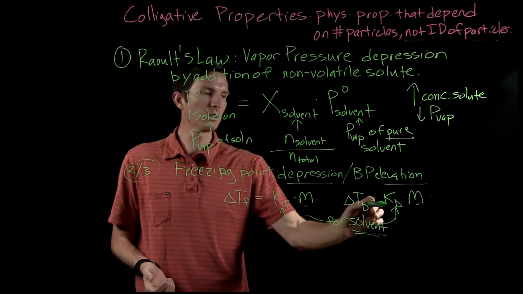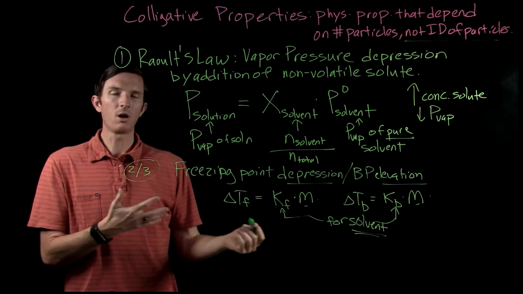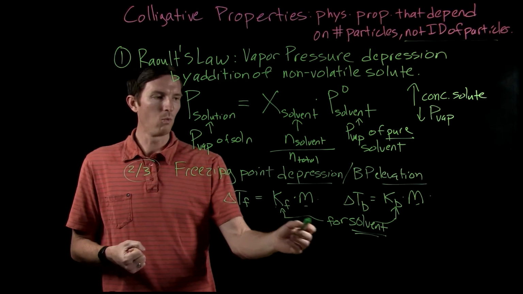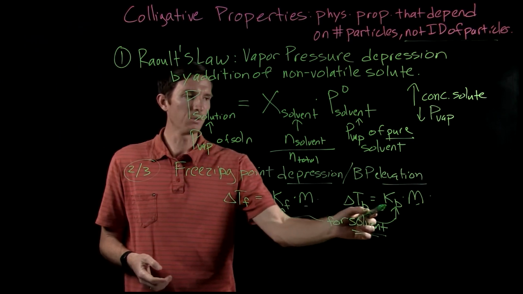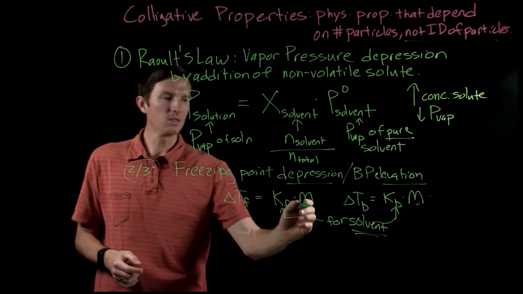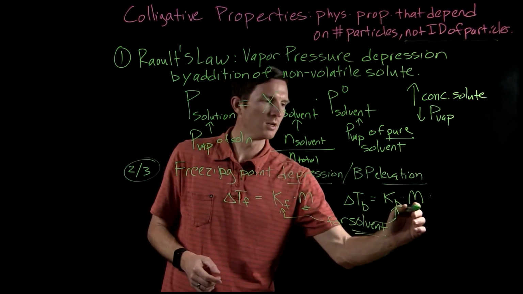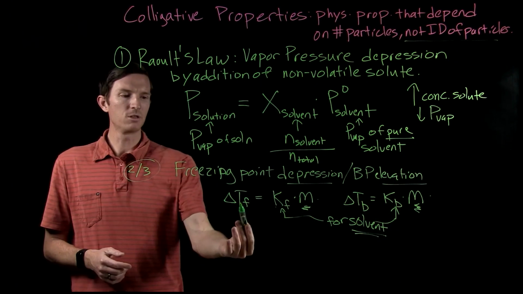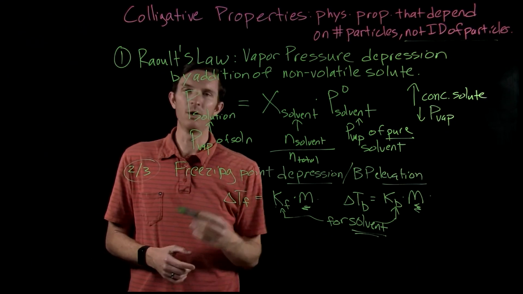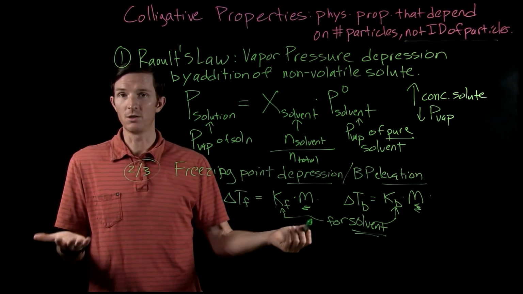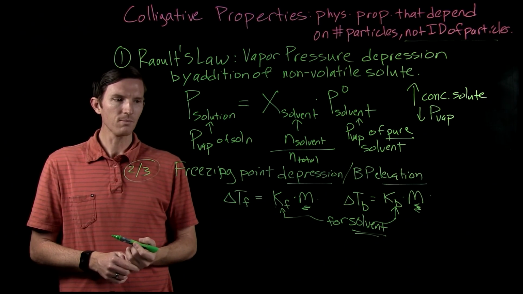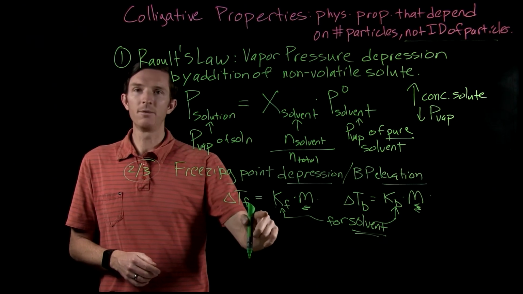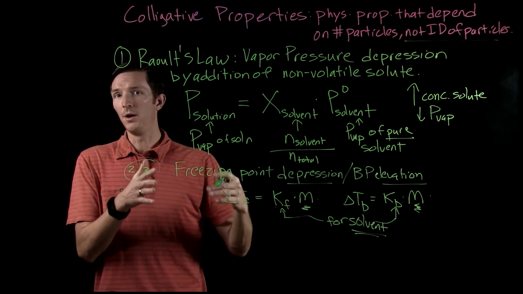So the freezing point depression and the boiling point elevation are related to the solvent, which typically is going to be water, right? And so we can look those up. Those are tabulated values. And so we see as we increase the concentration, the amount that our freezing point decreases or the amount that our boiling point elevates gets larger and larger as we have higher and higher concentrations.